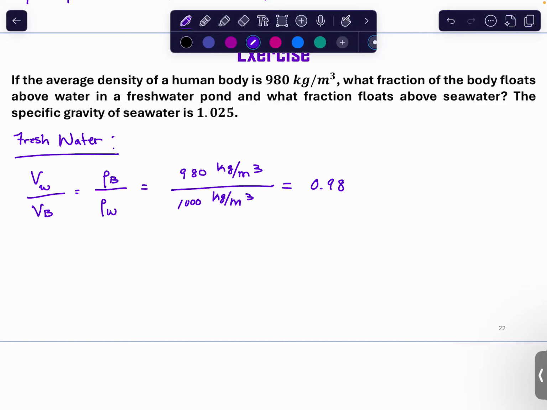The number 0.98. Now, based off that ratio of volume of water to the volume of the body, this is a fraction. Is this submerged or what's above the water? What's submerged? Now, how do we figure out the fraction of the body above the water? So 2% of the body is above water.